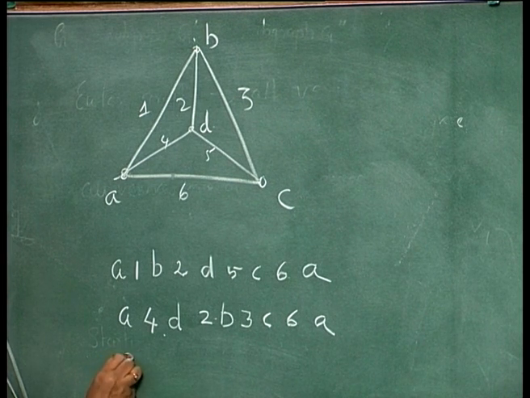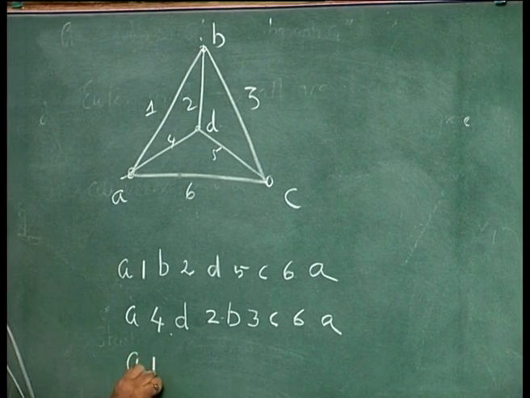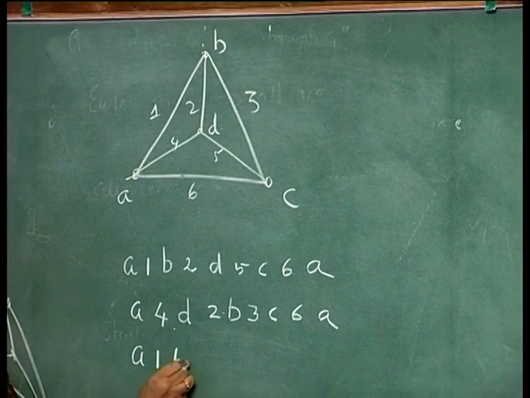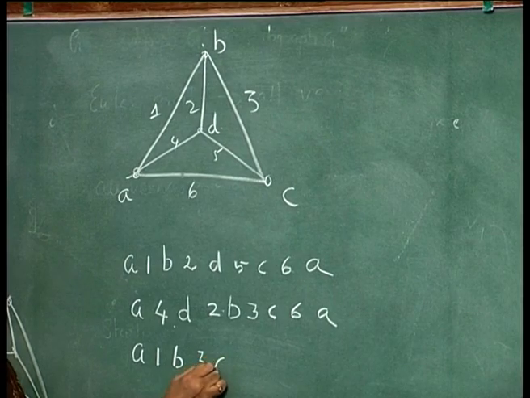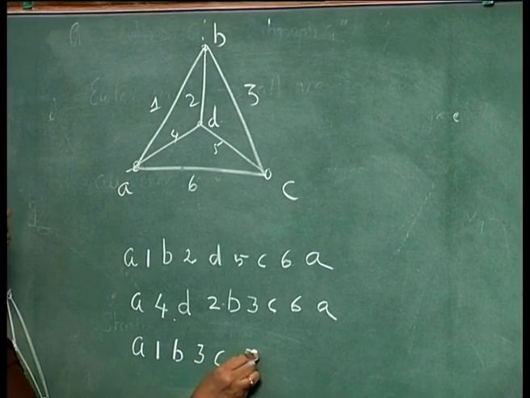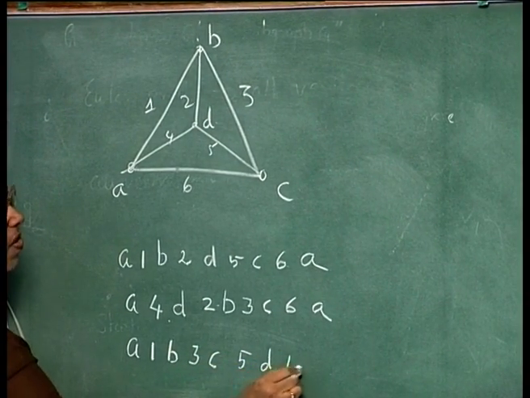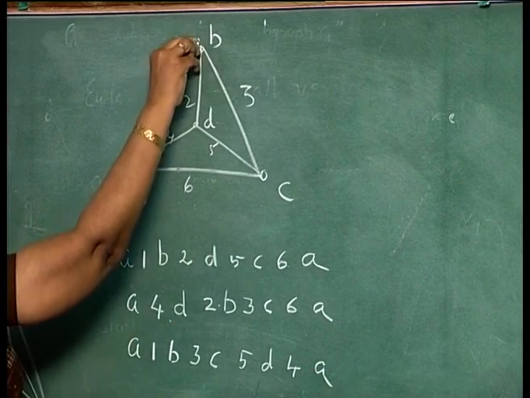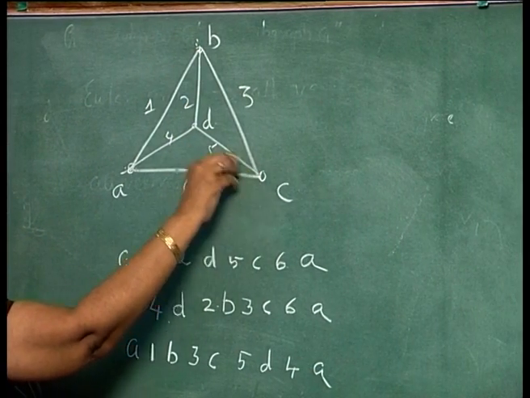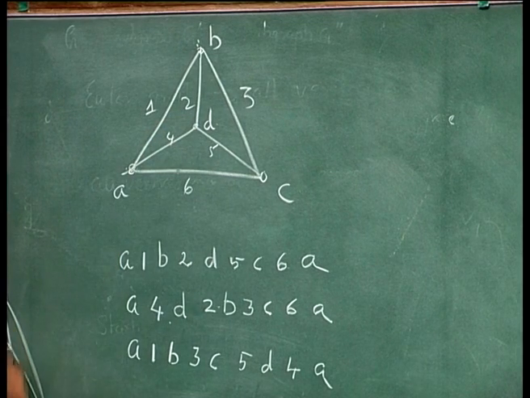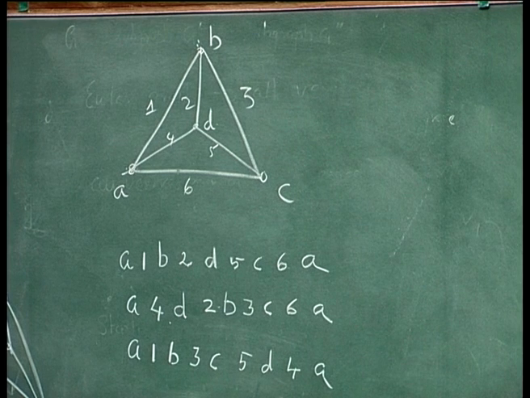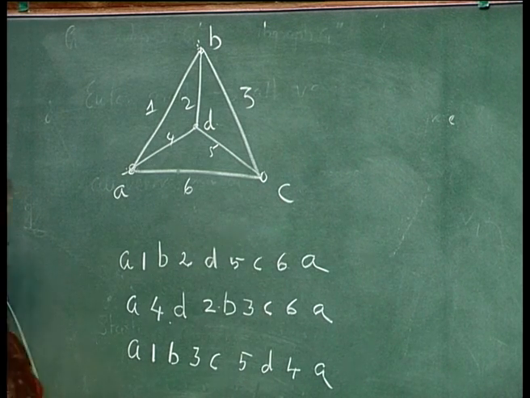Look at this. A 1, B 3, C 5, D 4, A. This is another Hamiltonian circuit. Like that, how many Hamiltonian circuits can we have? In a complete graph with n vertices, there is a formula.